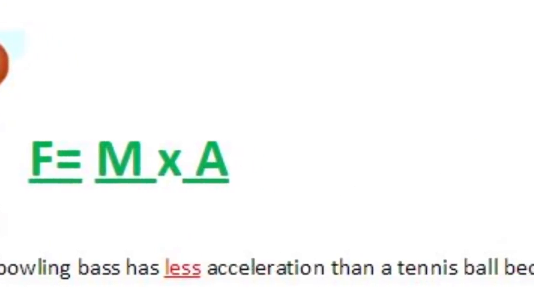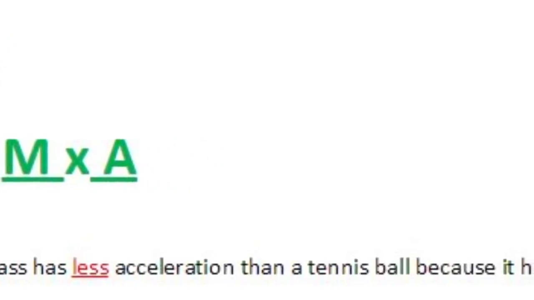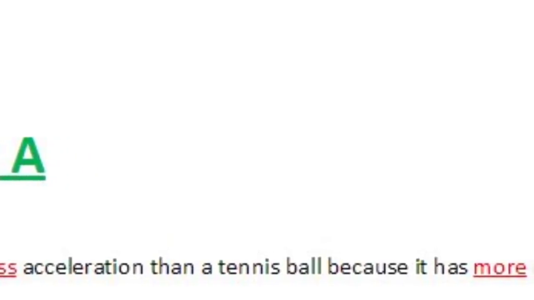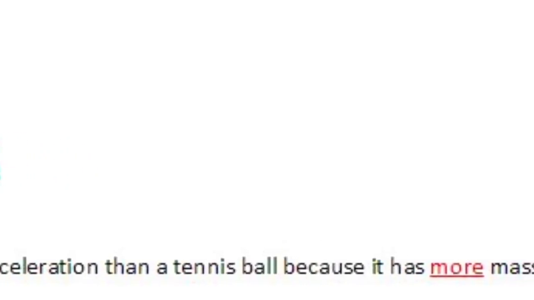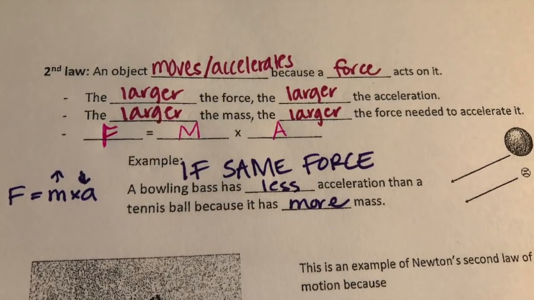Newton's second law is often written as the equation, force equals mass times acceleration. What this means is if we have a bowling ball and a tennis ball, and we give both the same amount of force, either a push or a pull, the bowling ball would have less acceleration because it has more mass.